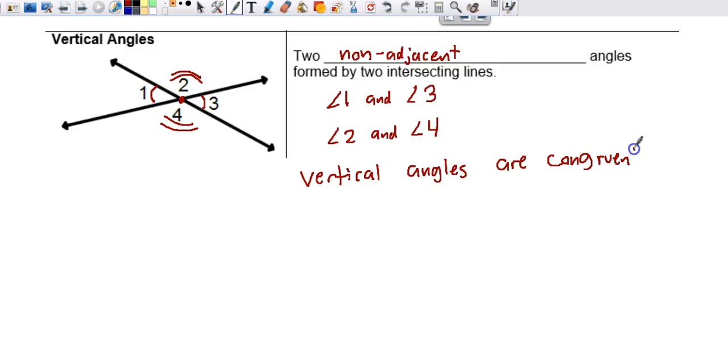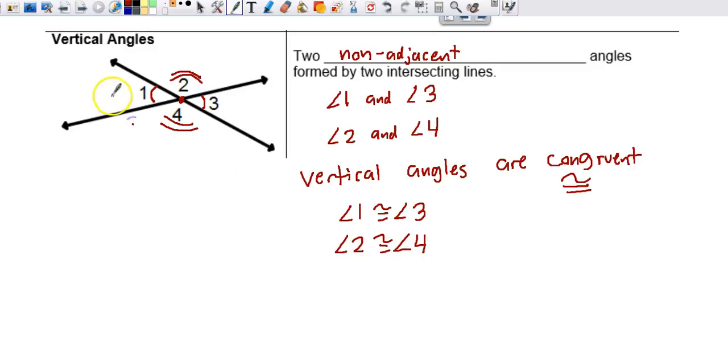And pretty much from here on out, I won't ever write the word congruent, and instead I'll use this symbol here, which stands for congruent. So you could say angle 1 is congruent to angle 3, and angle 2 is congruent to angle 4.